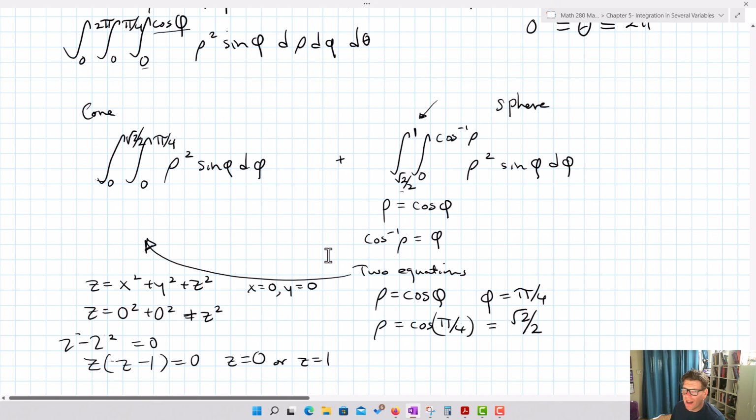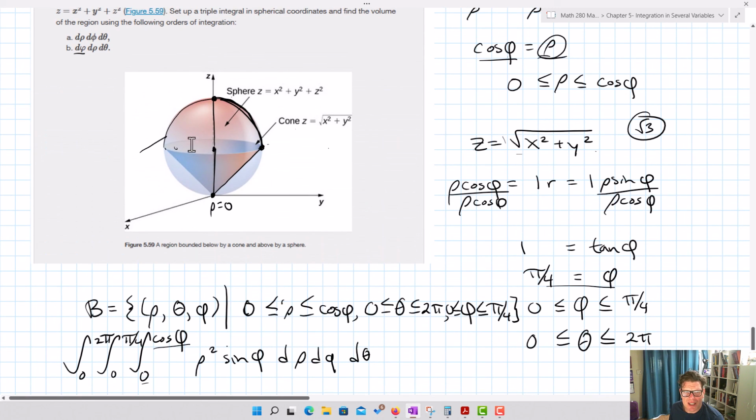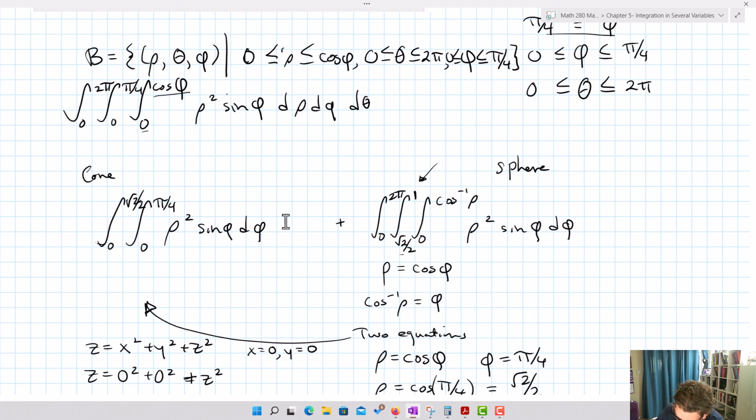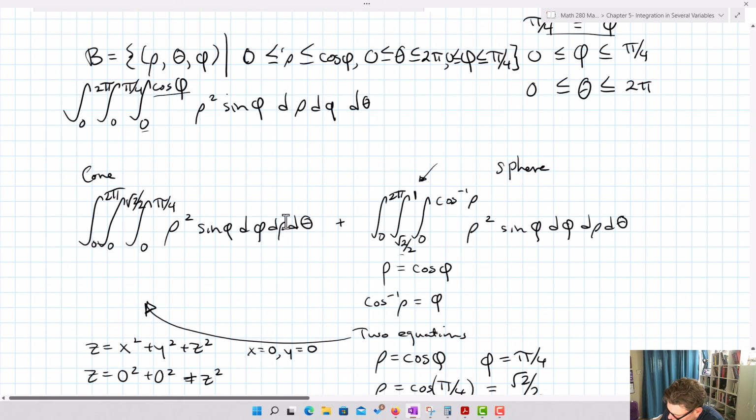And then theta, again, is not going to change. Theta is just going to be from 0 to 2 pi in both cases. So we're going to have 0 to 2 pi, and then we'll have 0 to 2 pi here. And I'll add in my d rho and d theta, and then d rho and d theta. So actually it turns out this one ends up being a bit more complicated, although it might be easier to integrate.